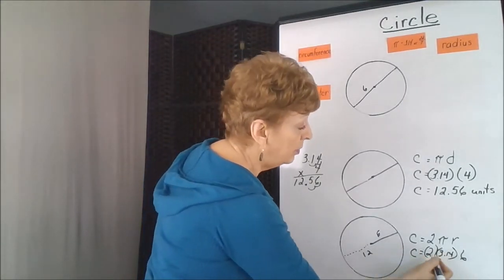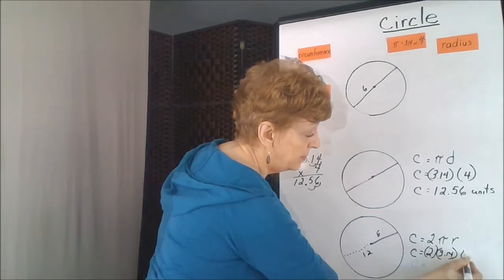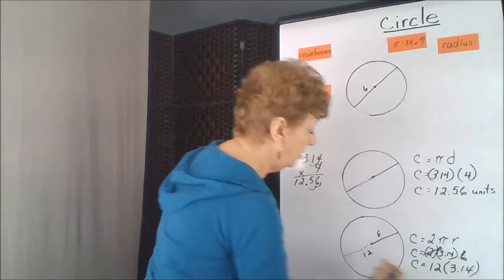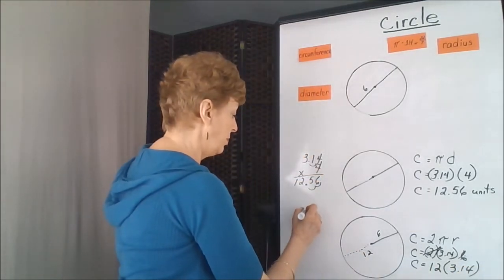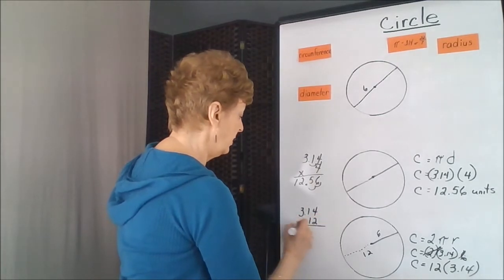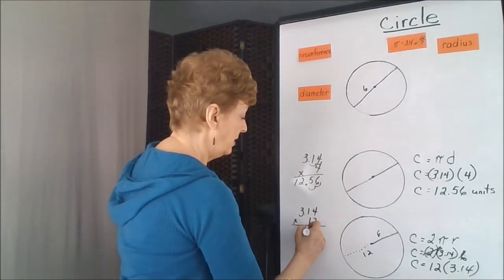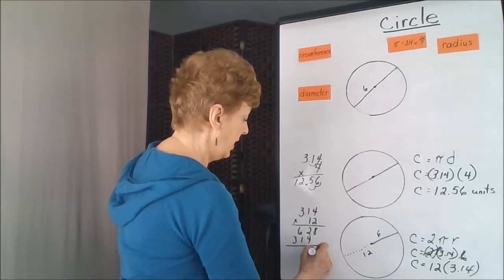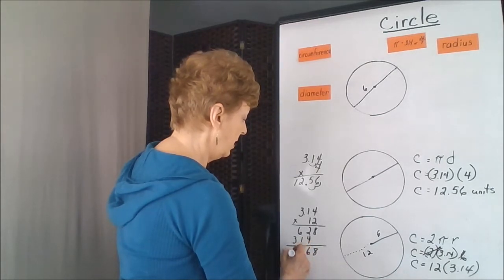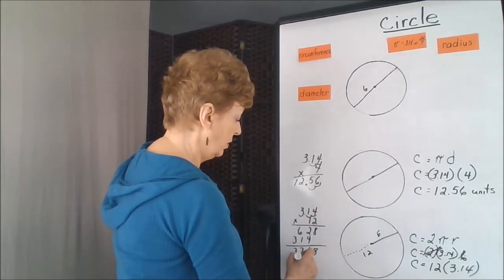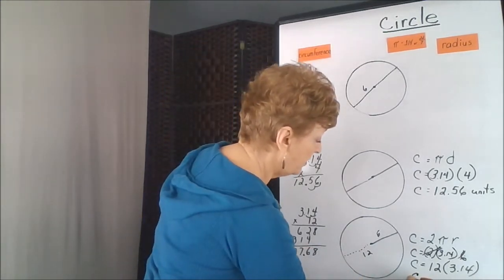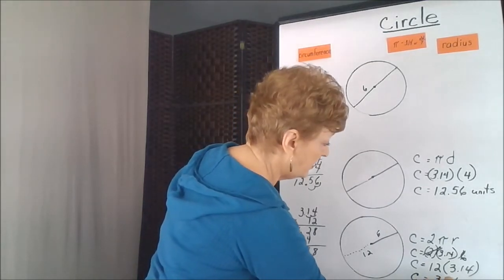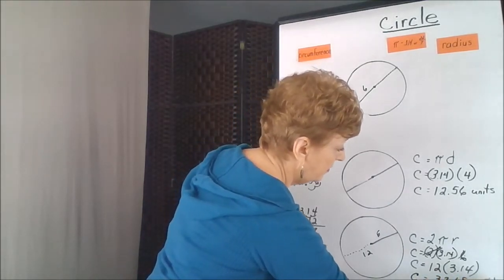So in this case, we could say 2 times 6 is 12, first, and then multiply it by 3.14. So let's come to the side. 3.14 times 12, we're going to have 8, 2, and 6, 4, 1, and 3. That was easy. 8, 6, 7, and 3. 2 decimal places would put it here. So the circumference of this circle is 37.68 units.